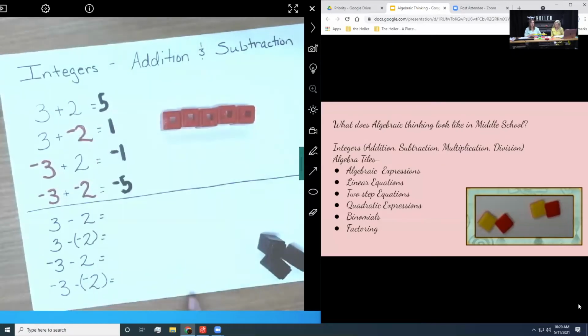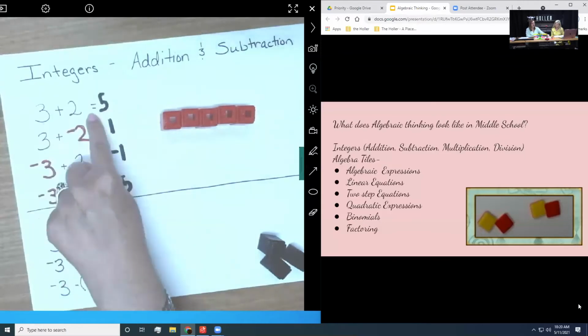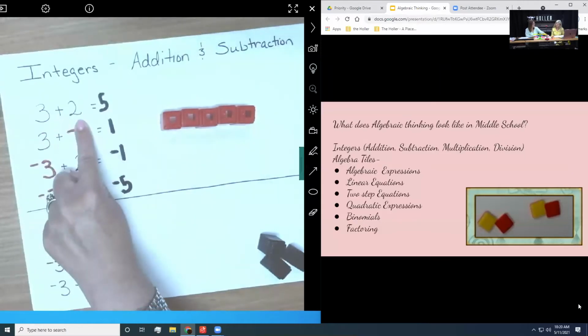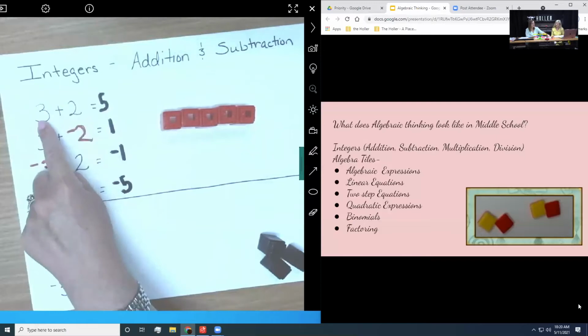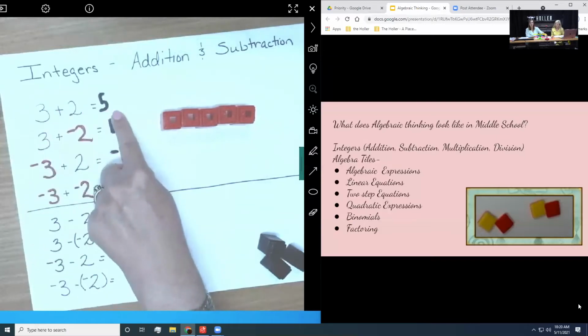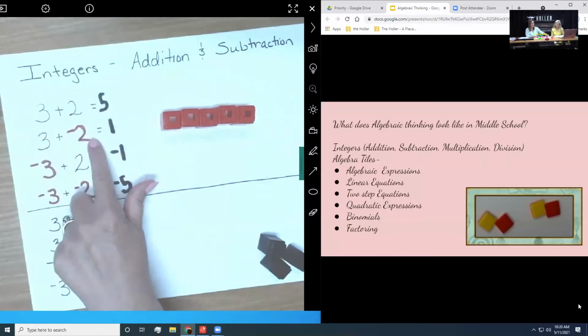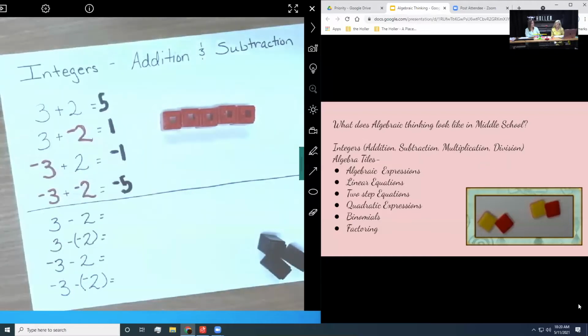Now I talk about the pattern that they see. Well, I had 2 here that were the same colors, right? They were the same, a positive and a positive, and I added them up and I got 5. Well, I had 2 here that were different. I had a positive and a negative, and I got 1. What do you think's happening?